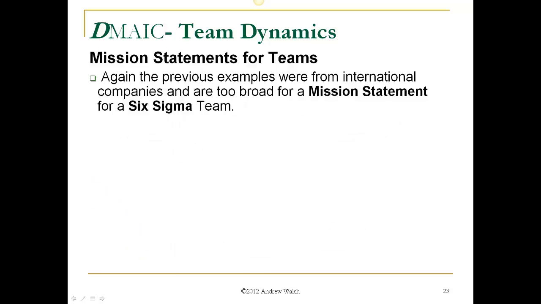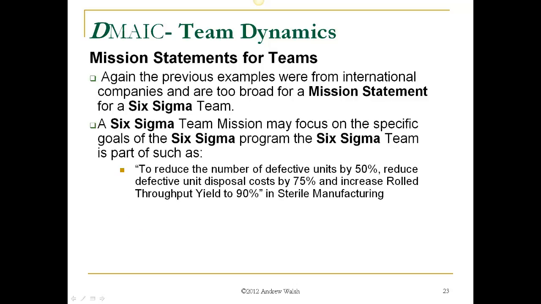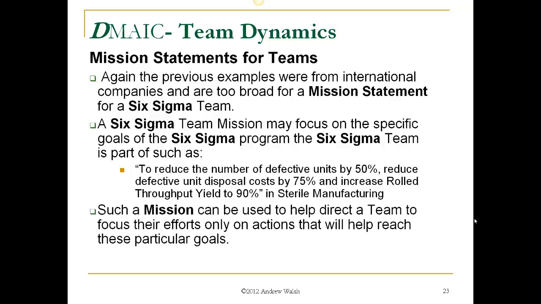Again, the previous examples from international companies are too broad for a mission statement for a Six Sigma team. So a Six Sigma team mission may focus on the specific goals of the Six Sigma program the team is part of, such as to reduce the number of defective units by 50%, reduce defective unit disposal costs by 75%, and increase rolled throughput yield to 90% in sterile manufacturing. So those are specific goals that can be focused on to achieve the vision that was originally stated before. Such a mission can be used to help direct the team to focus their efforts only on actions that will help reach these particular goals.